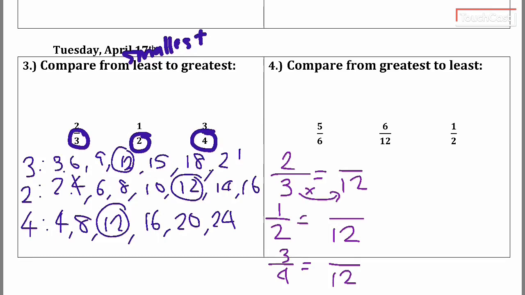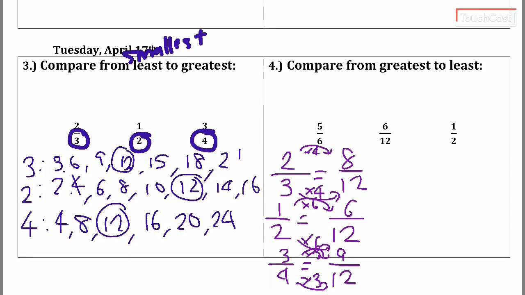How many times does 3 go into 12? 3, 6, 9, 12. 4 times. So 2 times 4 is 8. How many times does 2 go into 12? 2, 4, 6, 8, 10, 12. Times 6. 1 times 6 is 6. How many times does 4 go into 12? 4, 8, 12. Times 3. So this would also be times 3. 3 times 3 is 9.